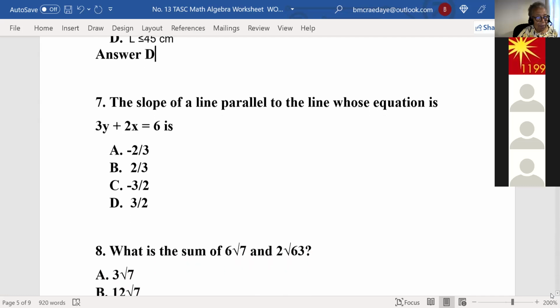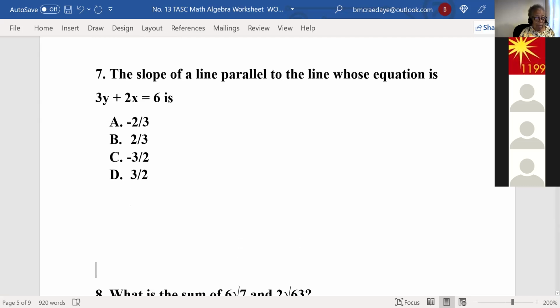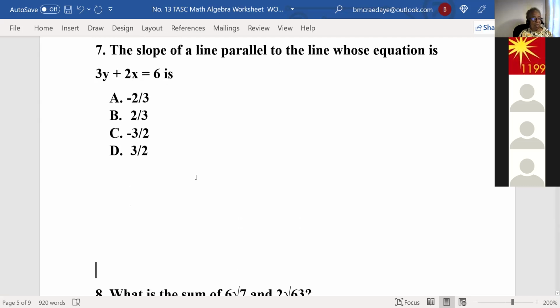Okay. Now, this is an equation that we need to put in the format of our slope intercept form, right? y equals mx plus b. That's right, Maureen, plus b.